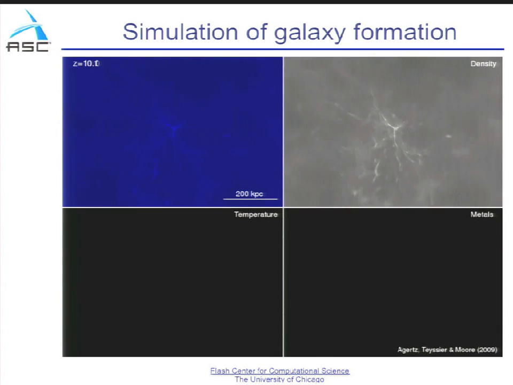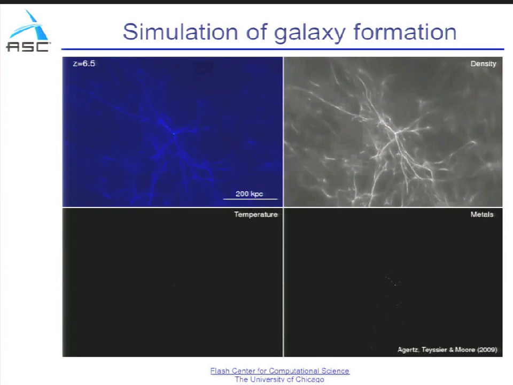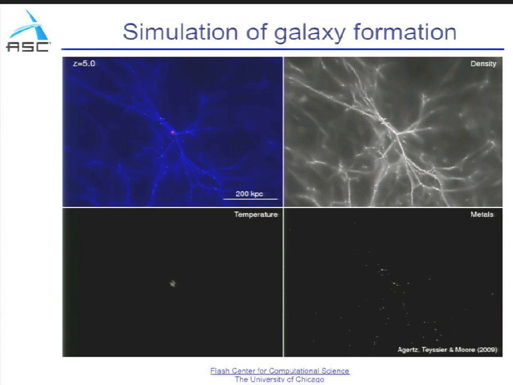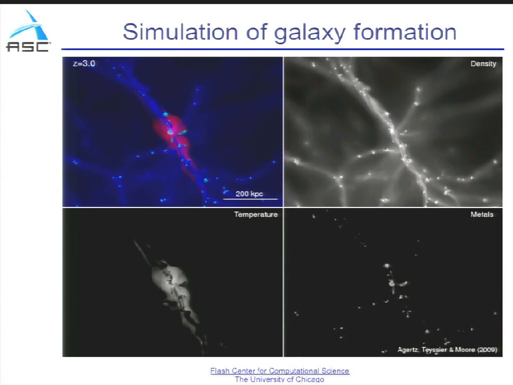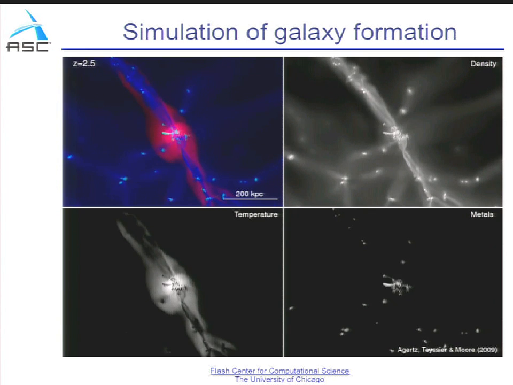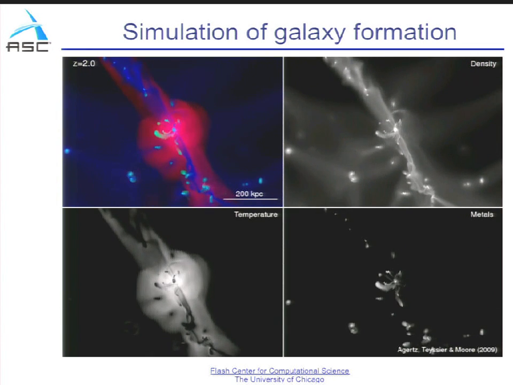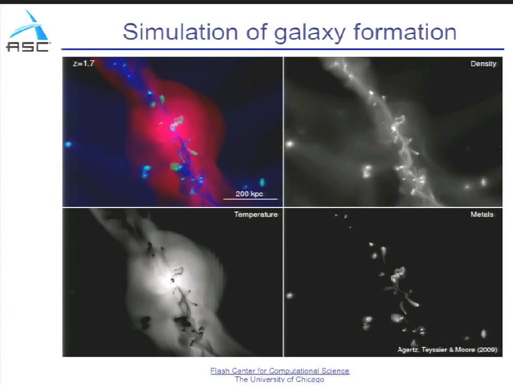So here you can see in the density what's happening. The universe is expanding, and you can see that gravitational attraction is causing filaments, and then these filaments start falling into where this galaxy will form.